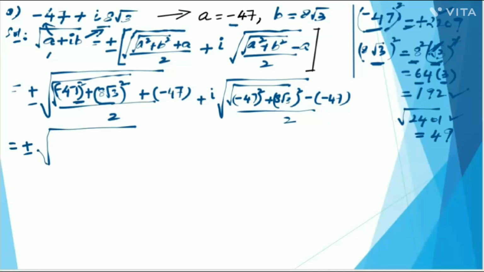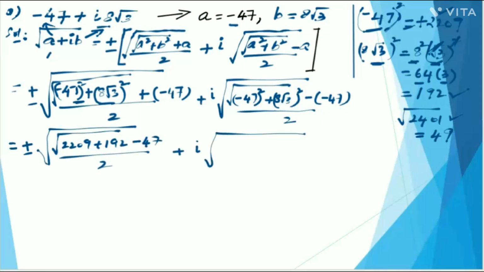So now in place of this I will write: 2209 plus 192, plus into minus is minus 47, divided by 2, plus i, whole square root of 2209 plus 192, minus into minus is plus 47, divided by, this is again under root, divided by 2.